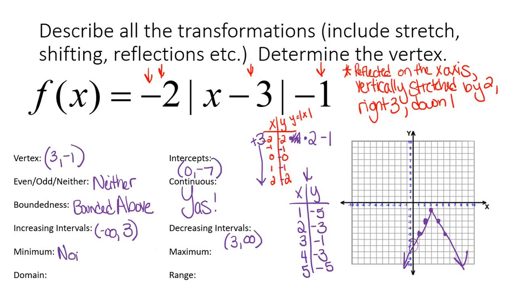Minimum, none, right? No absolute, nor do I have any locals because there's no valleys. But I do have an absolute maximum at 3, -1. Okay, because that's the top of my hill. Domain, I am going from -infinity to infinity. Range, I start at the bottom at -infinity and I go all the way to -1, including -1 as well.